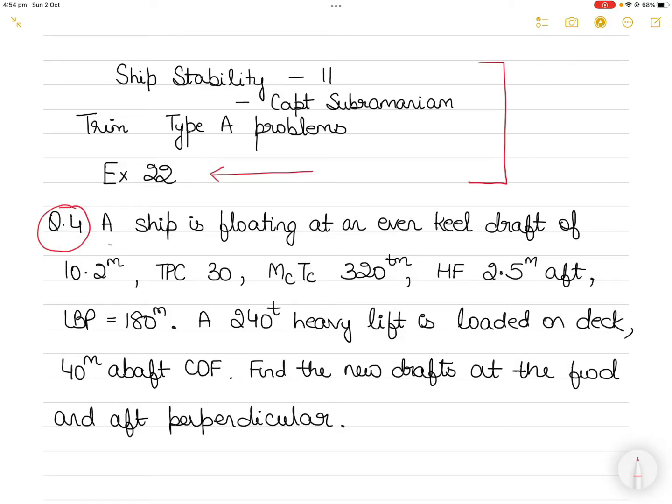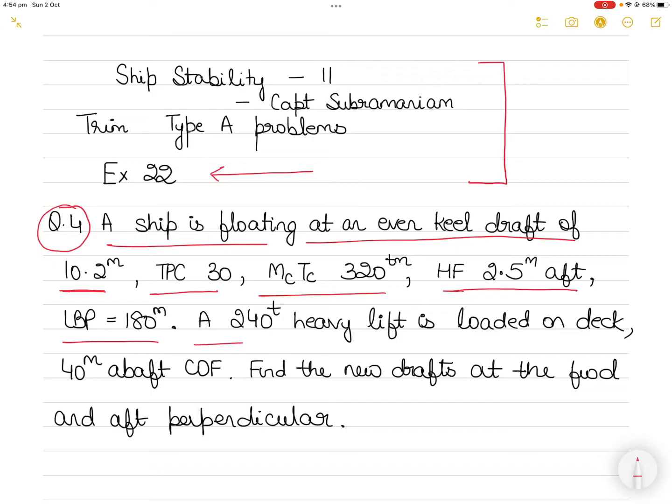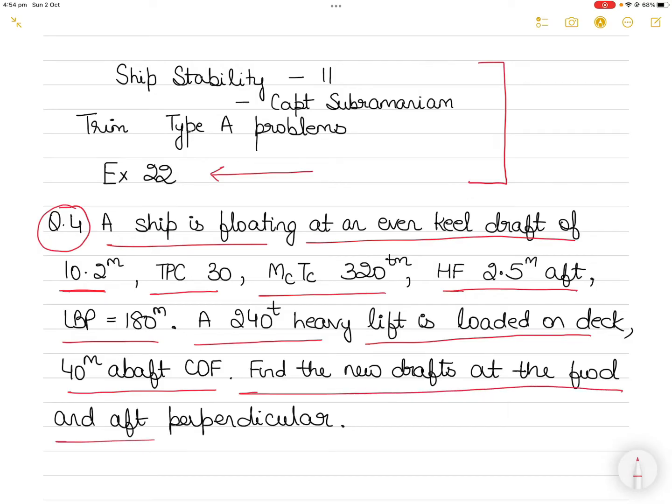So the question is, a ship is floating at an even keel draft of 10.2 meters. So even keel draft means the forward and the aft draft is the same. The TPC is 30, MCTC is 320, HF is 2.5 meter aft, length between perpendiculars is 180 meters. On this ship, 240 tons of heavy lift is loaded on deck, 40 meters abaft of the center of flotation. You have to find the new drafts at the forward and aft perpendiculars.